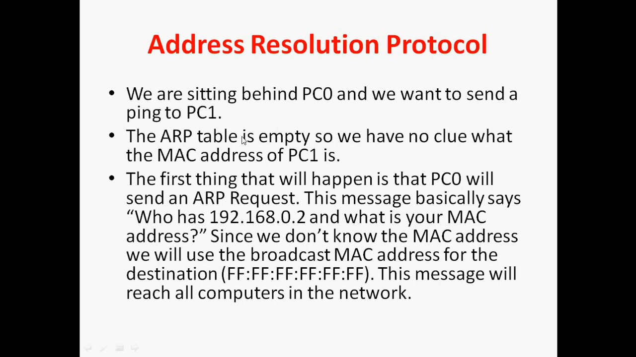So ARP table. In PC0's ARP table there are no entries, so we don't have any clue what the MAC address of PC1 is. So the first thing that will happen is that PC0 will send an ARP request.